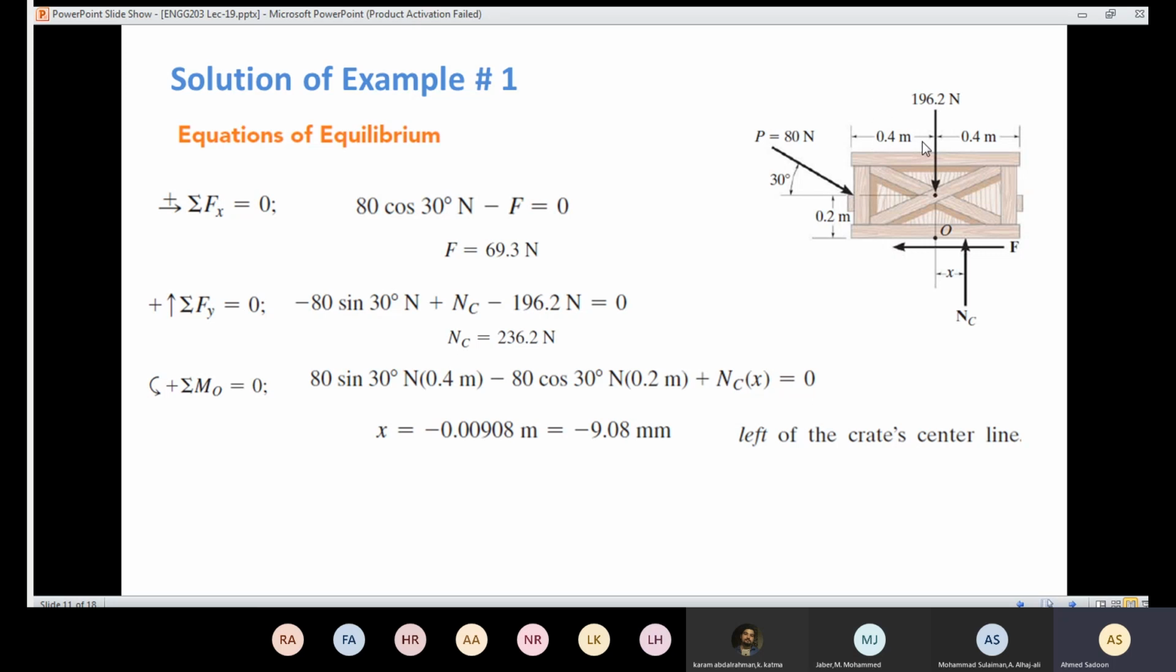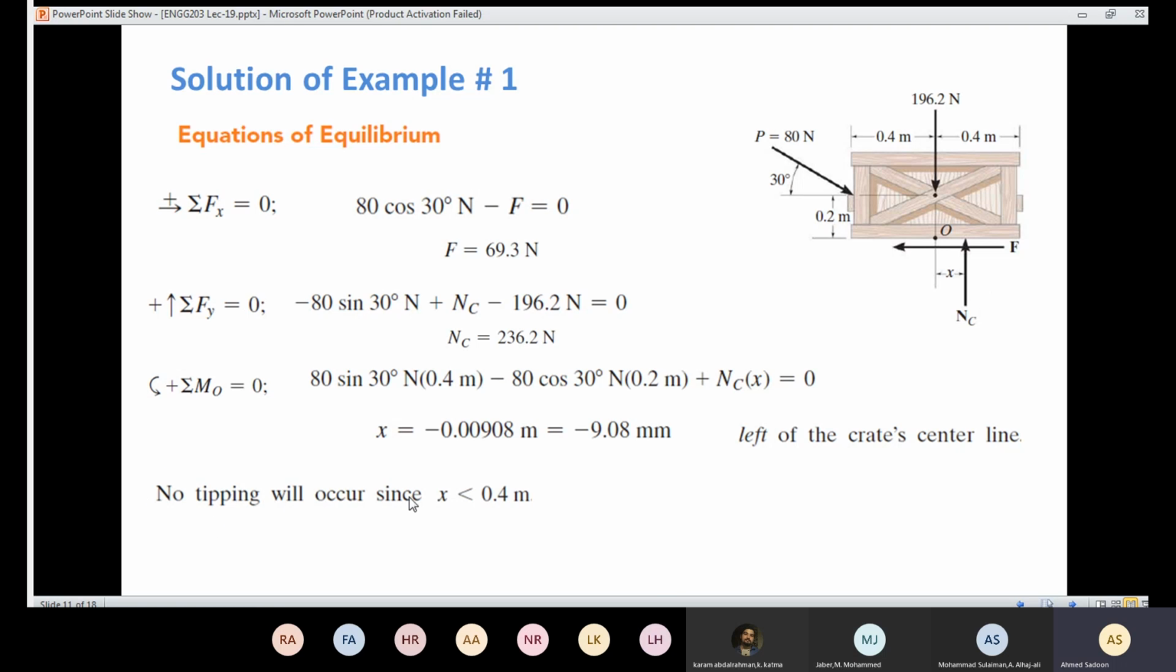And remember, for tipping to take place, the value of X should be more than the value A over 2, which is 0.4. The value of X is less than 0.4. That means tipping is not going to take place. The box is not going to turn over. And for the friction, that value here should be more than the maximum value, which is Fs. So also we are going to determine the value of Fs to compare it with the value of F here. If this value came out to be more than Fs, that means sliding is going to take place.